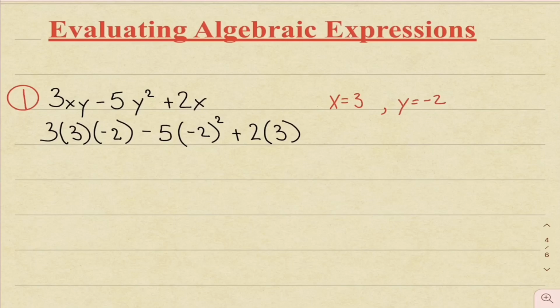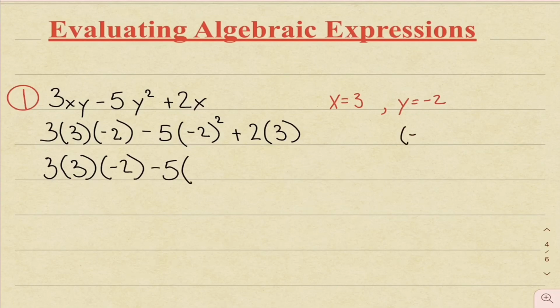So here I see that I have multiplication, subtraction, I have exponents. So if we follow the order of operations, the first thing that we have to do here is the exponents. So we have negative 2 to the power of 2, so let's go ahead and do that. So I'm going to rewrite 3 times 3 times negative 2 minus 5. So I have negative 2 to the power of 2. I'm going to do it here on the side.